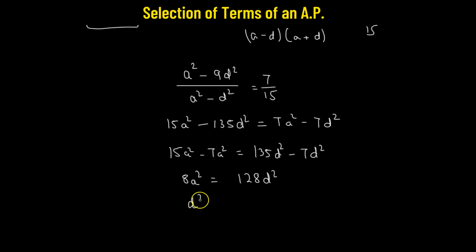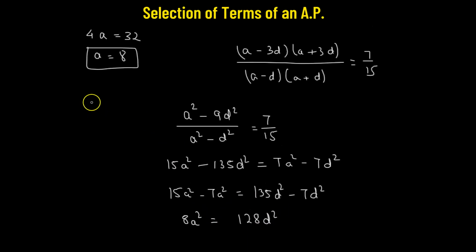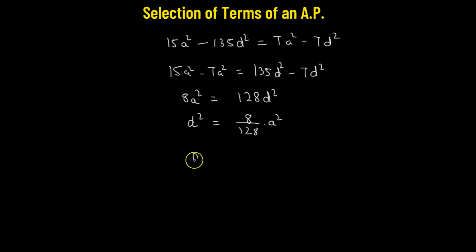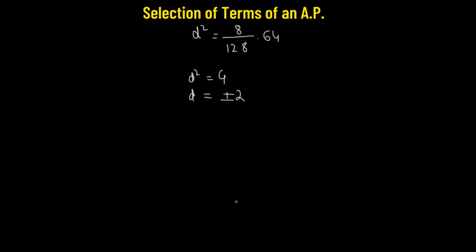Now we have d squared, so d squared will be given by 8/128 times a squared. It's written in this particular format because we have the value of a here. So a here is 8. So that means we have d squared equals 8/128 times 8 squared, which is 64. This means that the value of d squared is going to be equal to 4. Now when we take the square root on both sides, we get d equals plus or minus 2. So let's consider only the positive value of d. So we have d equals 2, and we obtained the a value to be equal to 8.